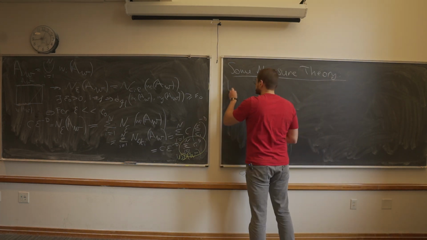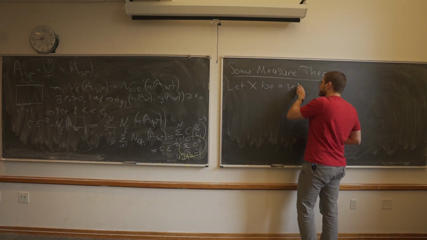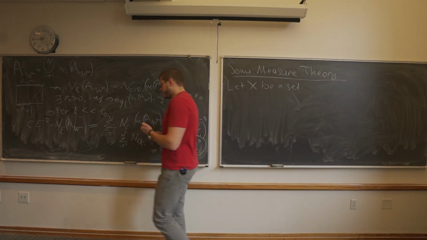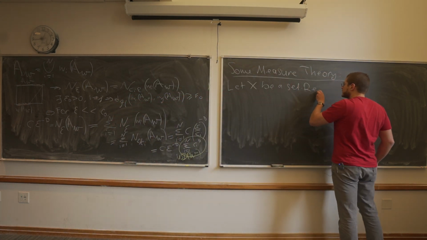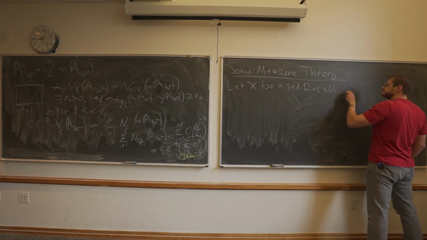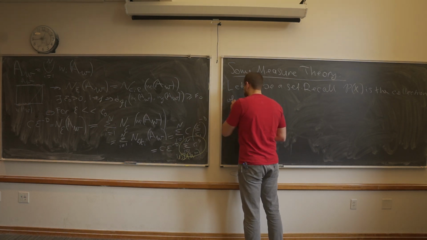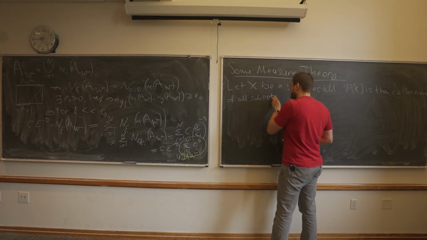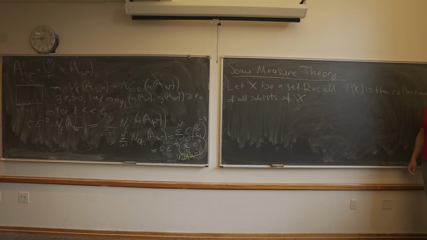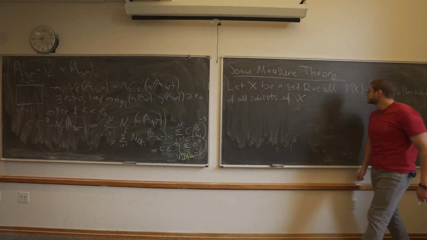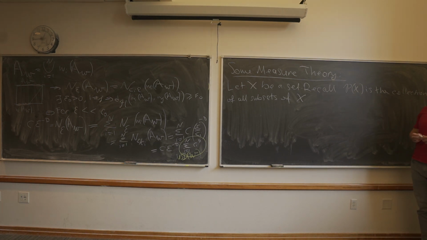Let X be a set. Recall that we had this P of X. It was one of these big hyperspaces of subsets. In this case, it was the power set of X. P of X is the collection of all subsets of X. Ultimately, the point of measure theory is to come up with a function on P of X that takes typically real values.